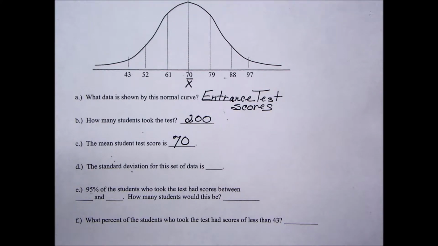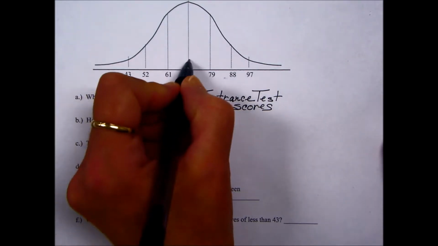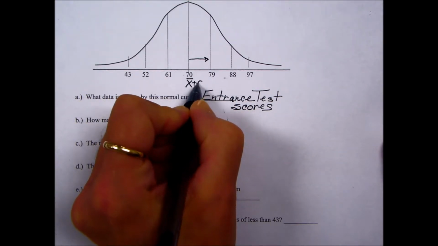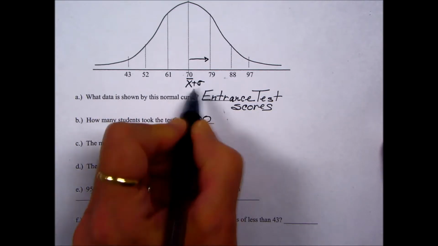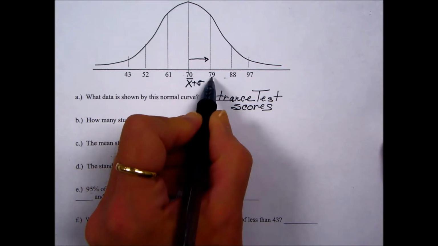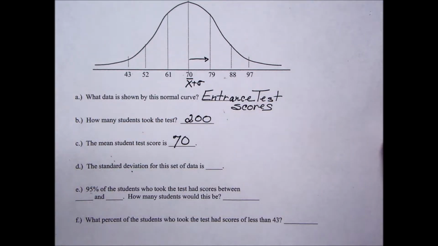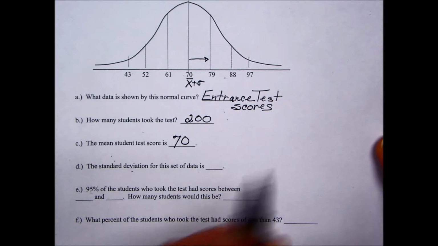Next, D asks for the standard deviation for this set of data. Each one of these vertical lines is indicating a standard deviation away from the previous one. So if I'm at the mean and I move one above, I've added a standard deviation to the mean. And if you notice, 70 and 79 differ by 9.